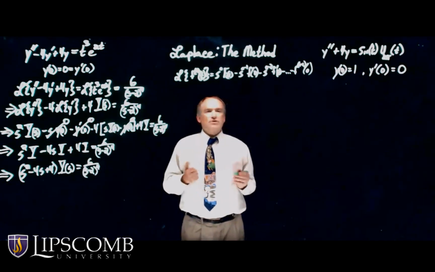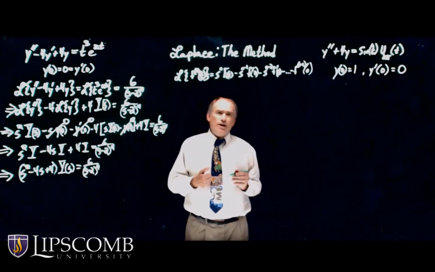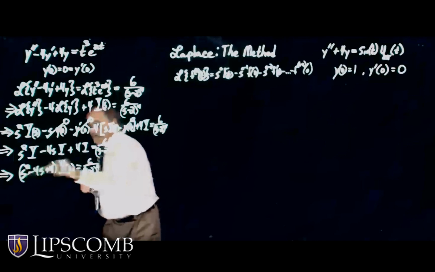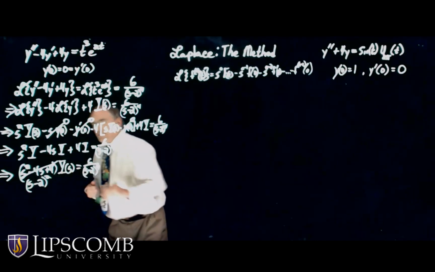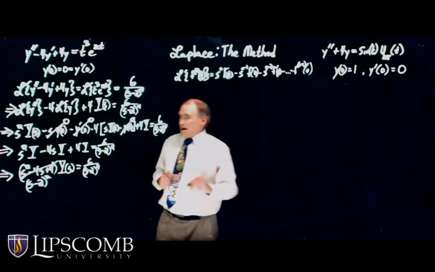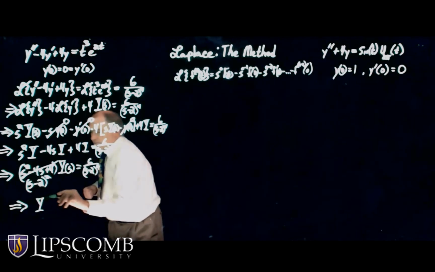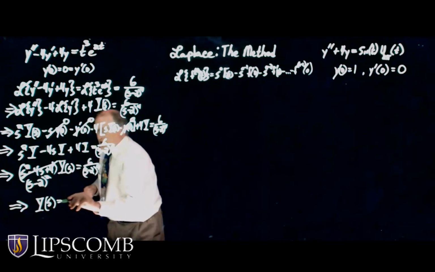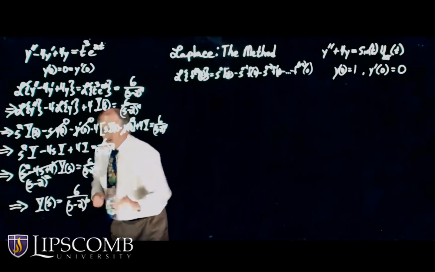Well, let's look at that. What's s squared minus 4s plus 4? This is just s minus 2 quantity squared, isn't it? So I'm going to divide both sides by s minus 2 quantity squared, so I get capital Y of s equals 6 over s minus 2 to the 6th.